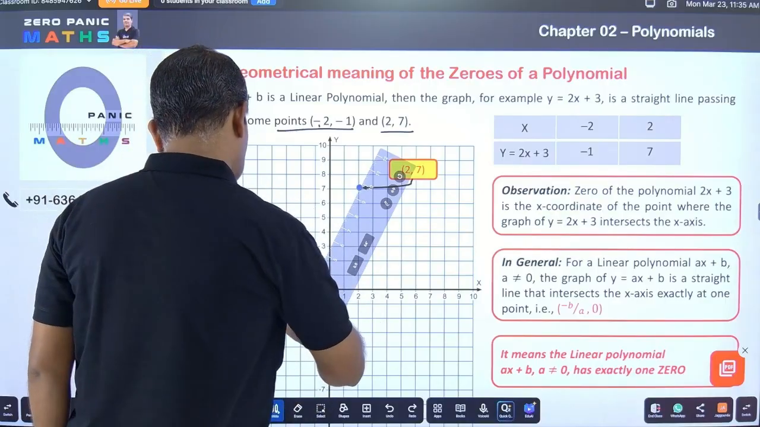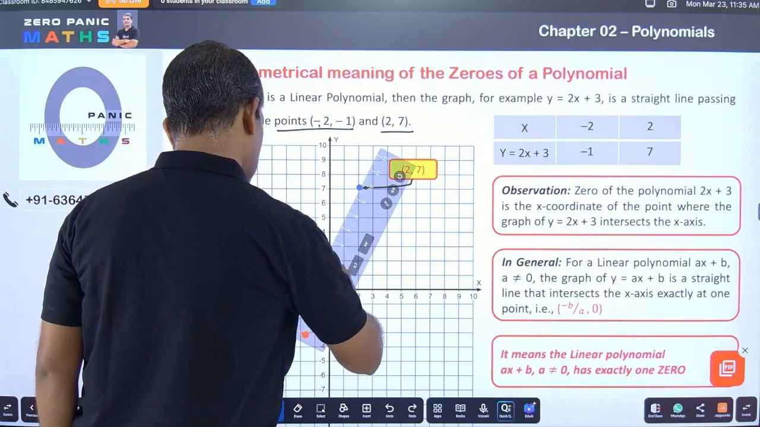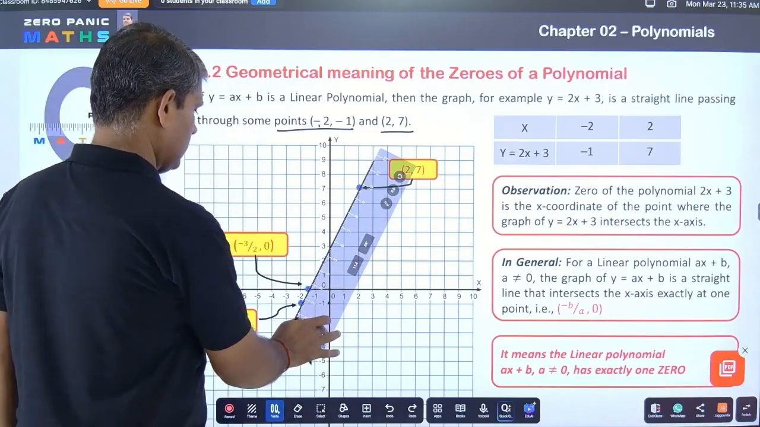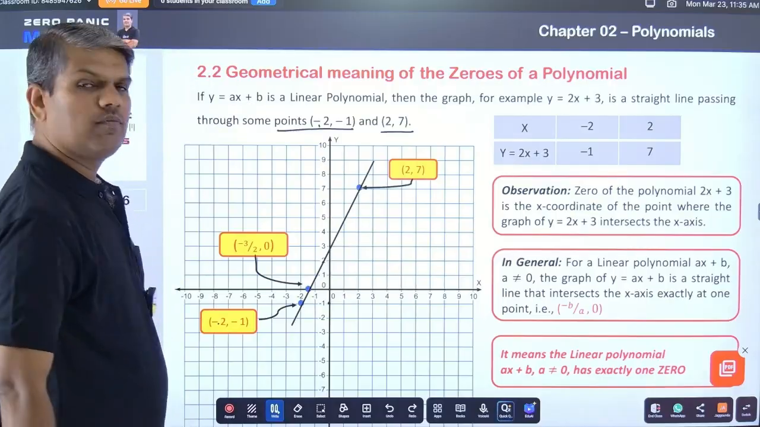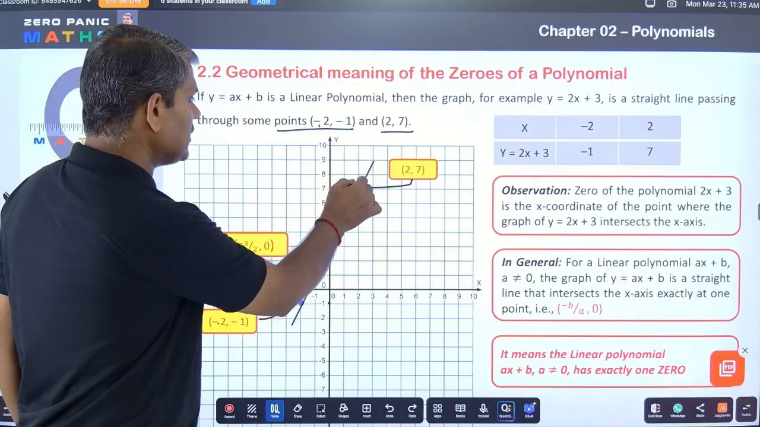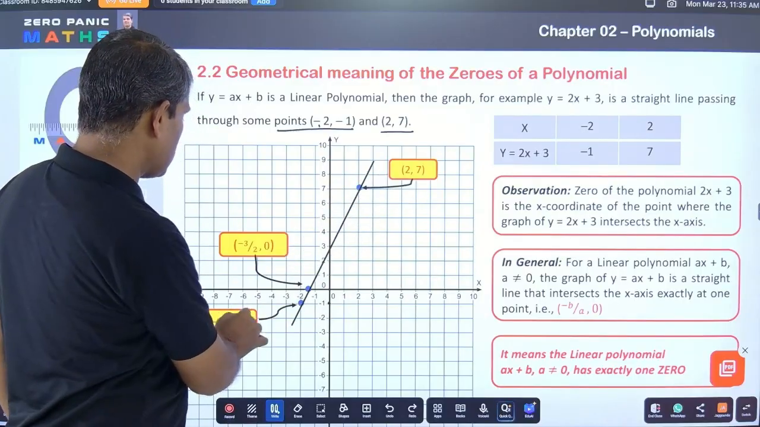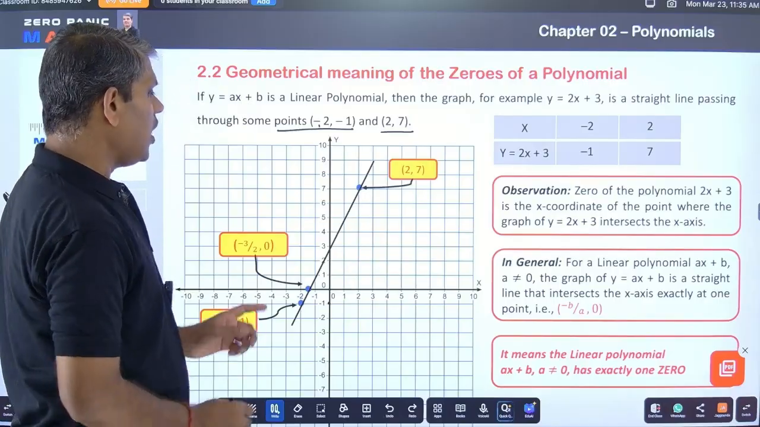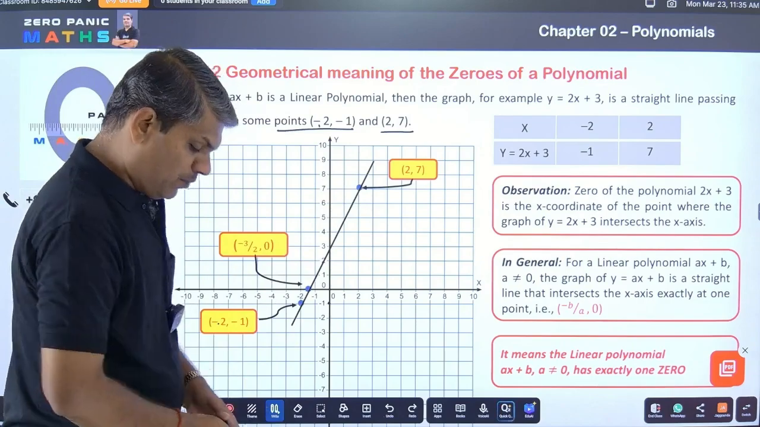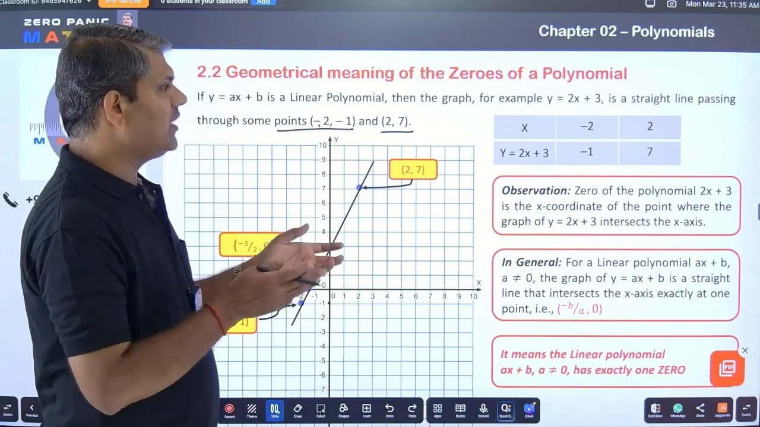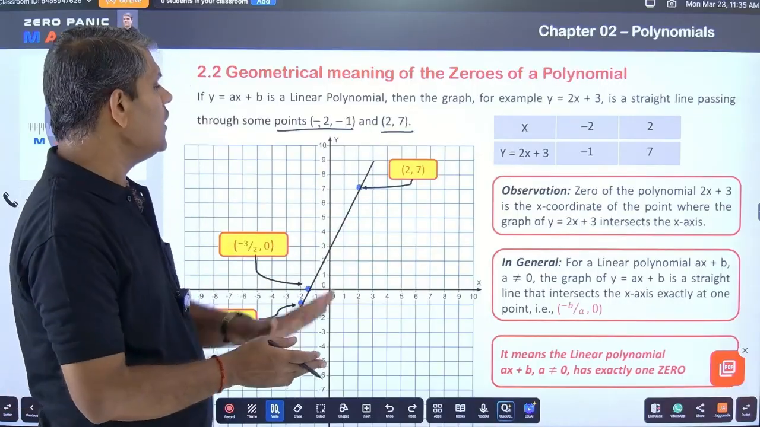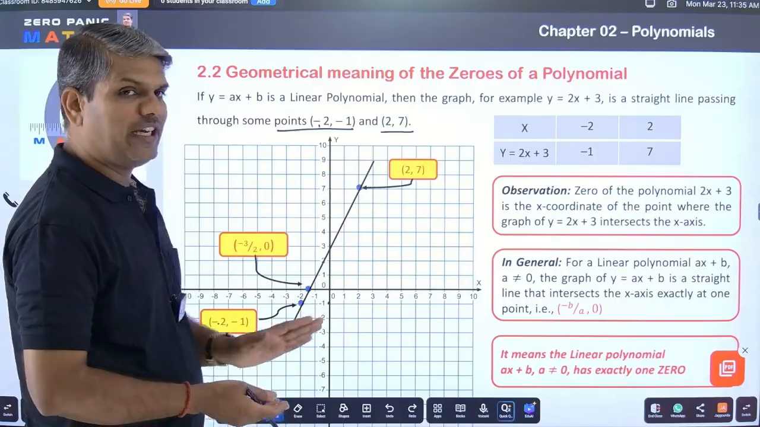Okay, so if I draw a line, this is a line that is connecting the two points (2, 7) and (-2, -1). Now you can observe this line is a straight line. Of course you might think that we have taken only two points, but even if you take more than two points, this is always going to be a straight line.